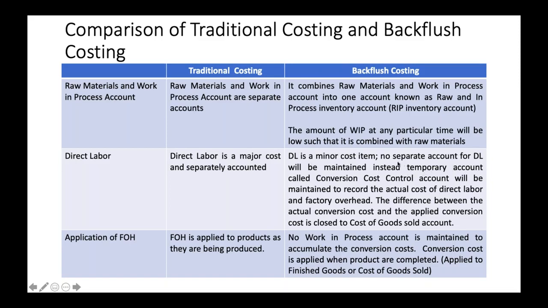There is no separate account for direct labor, and instead, a temporary account called conversion cost control account will be maintained to record the actual cost of direct labor and factory overhead. The difference between the actual conversion cost and the applied conversion cost is closed to the cost of goods sold account. So the principles that we have learned in the application of factory overhead and the actual cost incurred for factory overhead are the same with the conversion cost control. The conversion cost control is the actual cost of direct labor and the actual cost of factory overhead.